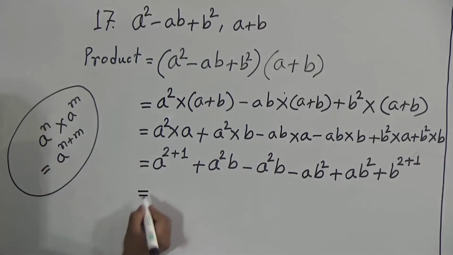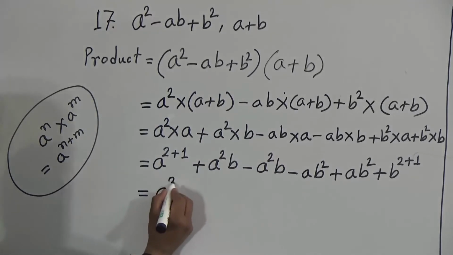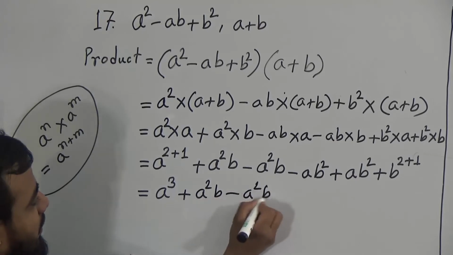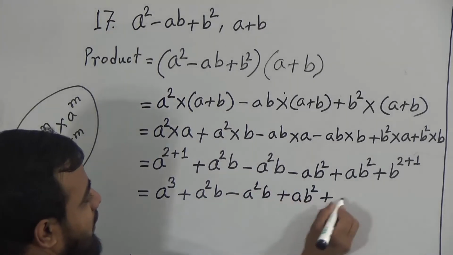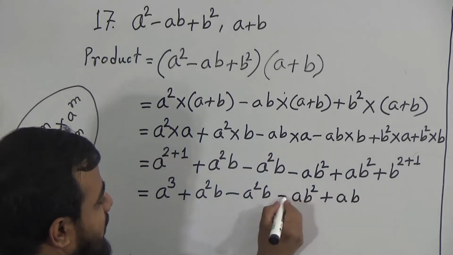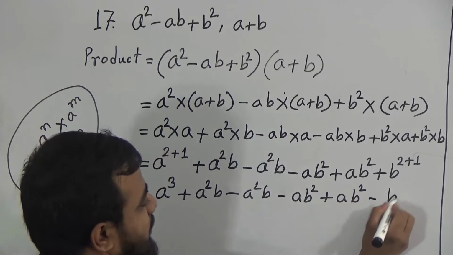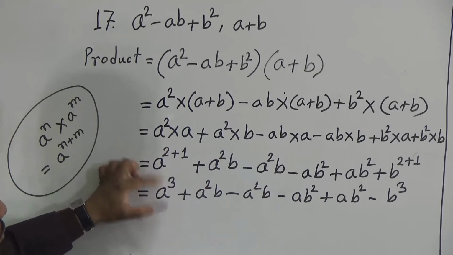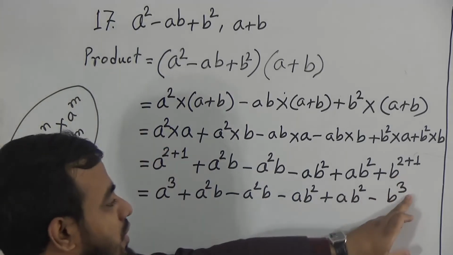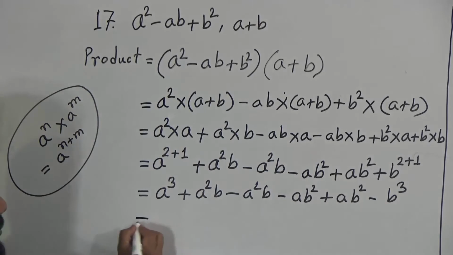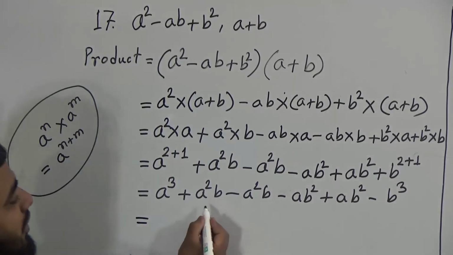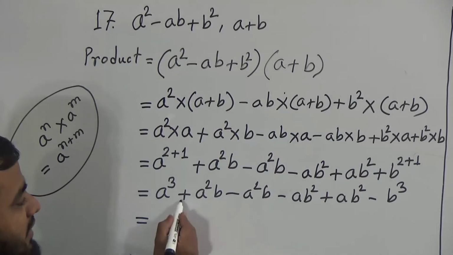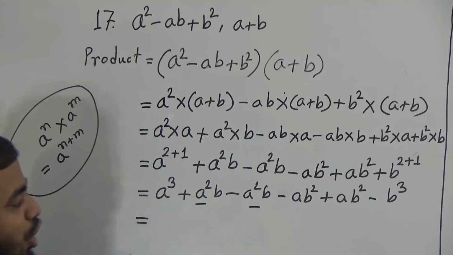Now my dear students, it will be how much? It will be a cube plus a square b minus a square b minus ab square plus ab square minus b cube. We only do this addition: 2 plus 1 equal to 3, and this 2 plus 1 equal to 3. Now we will do addition and subtraction in the variables. Look my dear students, a square b and a square b are similar terms, right? And this has a plus sign, this has a minus sign, so these two will be omitted.